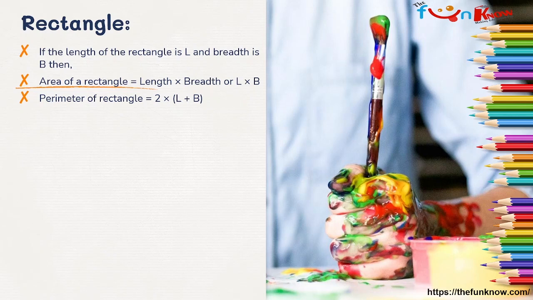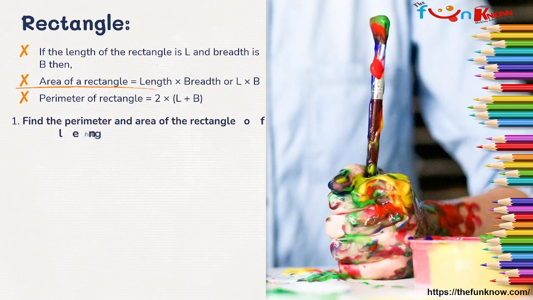And the perimeter of rectangle will be 2 into (L plus B), that is length plus breadth. Length plus breadth into 2 will be the perimeter of a rectangle. So students, now you have to remember the area of rectangle and perimeter of rectangle. Area of rectangle will be L into B, perimeter of rectangle will be 2 into (L plus B).